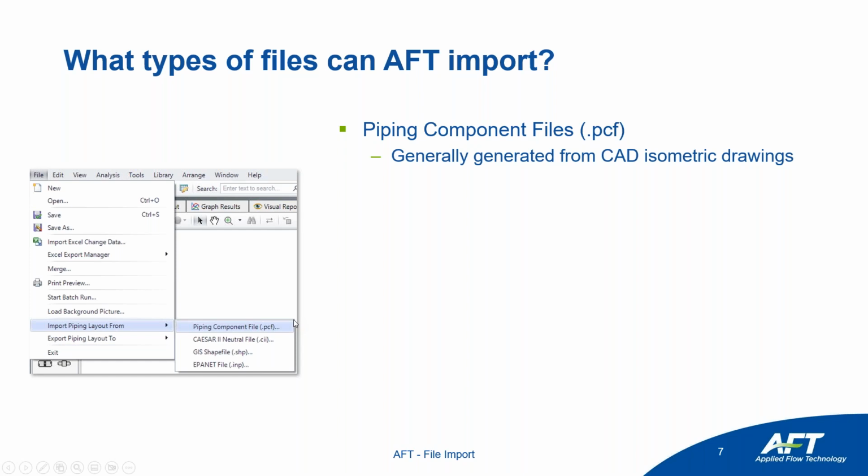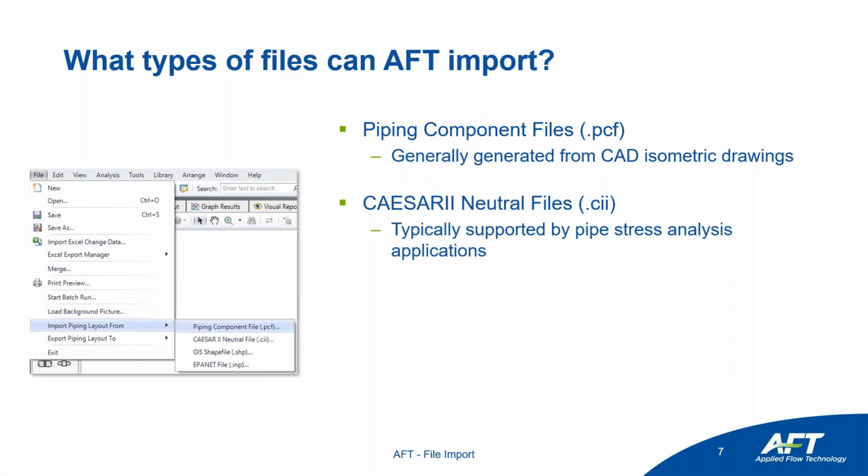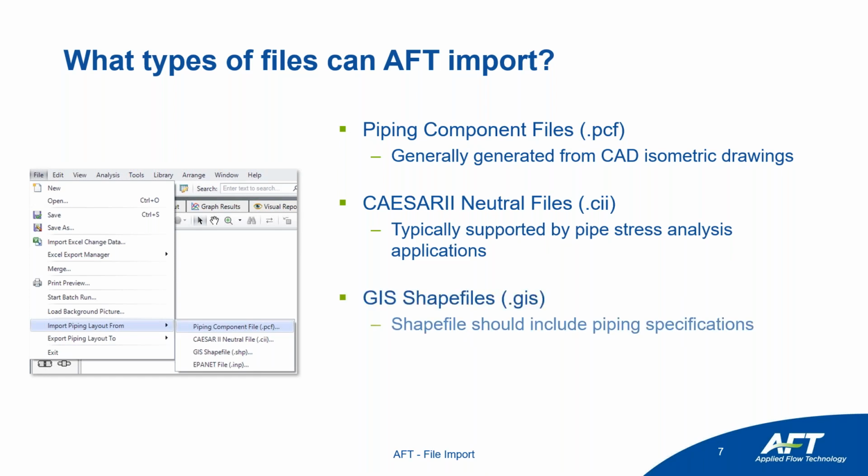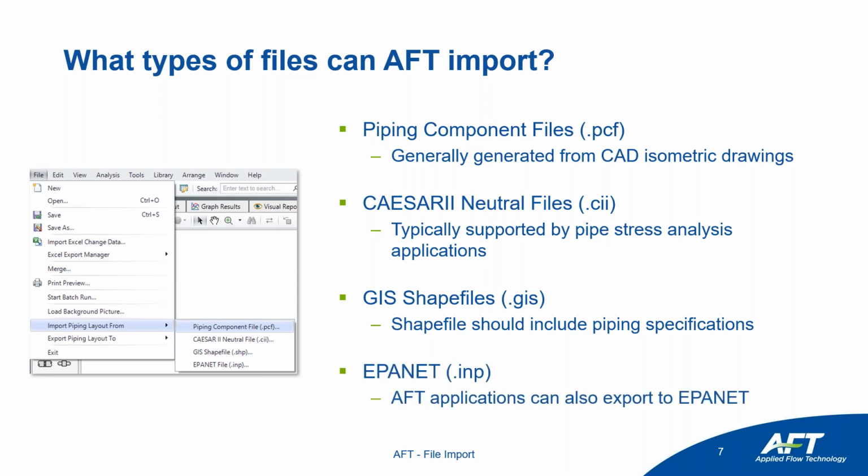So we have piping component files. In general, these will be generated from CAD programs, especially if there's an isometric drawing. Caesar 2 neutral files are typically supported by pipe stress analysis applications, so things like Caesar 2, AutoPipe. GIS shapefiles, where the shapefile should include piping specifications, and there's other layers where GIS will also have things like valves or reservoirs where you would want to import those in phases. And then EPANET, which AFT applications can also export to.